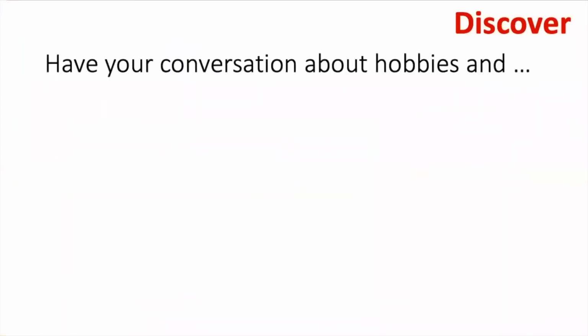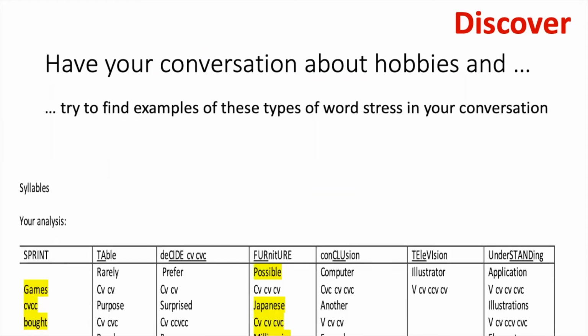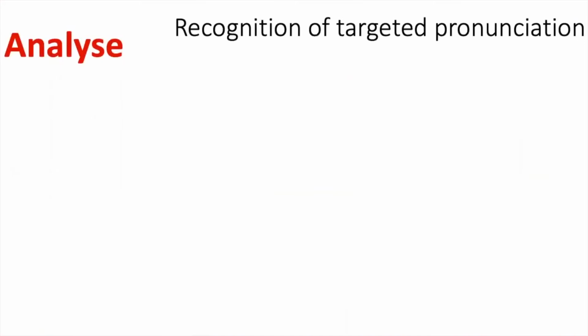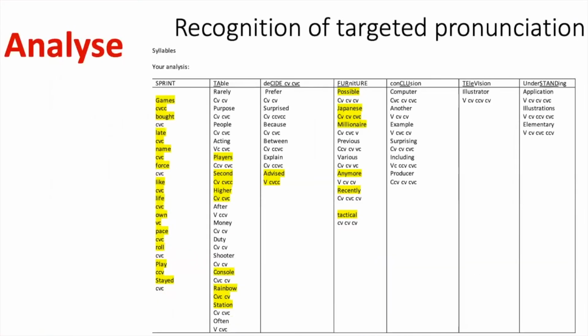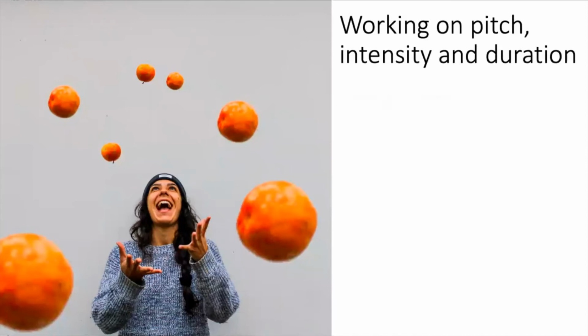And it creates quite a good discussion because they start to realize what they can and can't do again. Basically, have your conversation about hobbies, try to find examples is what I'll say. So this is an example of what they try to do in one paired discussion. Once you discover it, you start to, again, analyze what's occurred. You can see all those yellow marks are where the students have got it wrong because they are influenced by their katakana pronunciation. But again, when we work on pitch, intensity, and duration, it's a bit of a juggling act. So I would definitely try to focus on one rather than all 3 at one time.